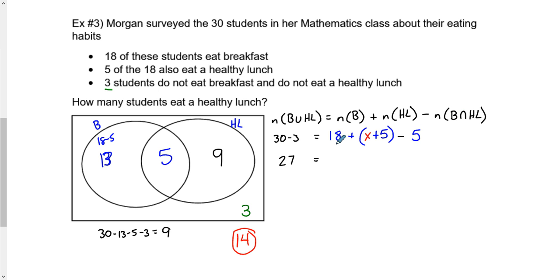Combining our like terms, 18, add x, add 5, subtract 5. Well, the 5's cancel off, so we would just have 18 plus x. Quick solving, subtract 18. And our unknown is 9, which means to answer our question, 5 plus 9 is 14.